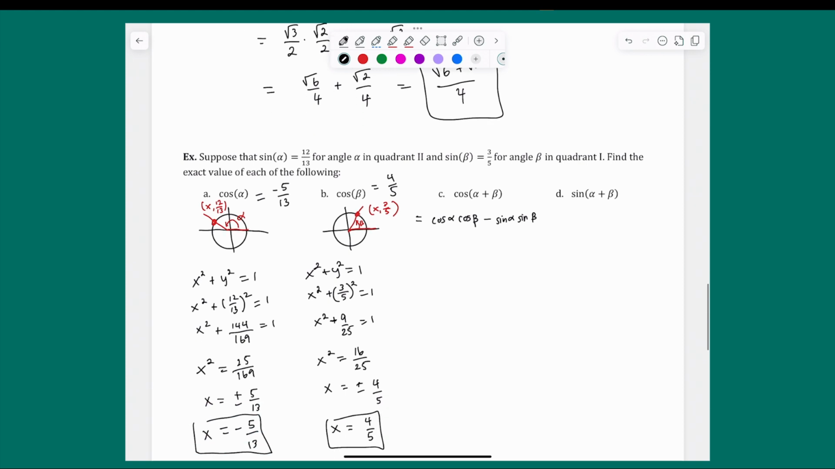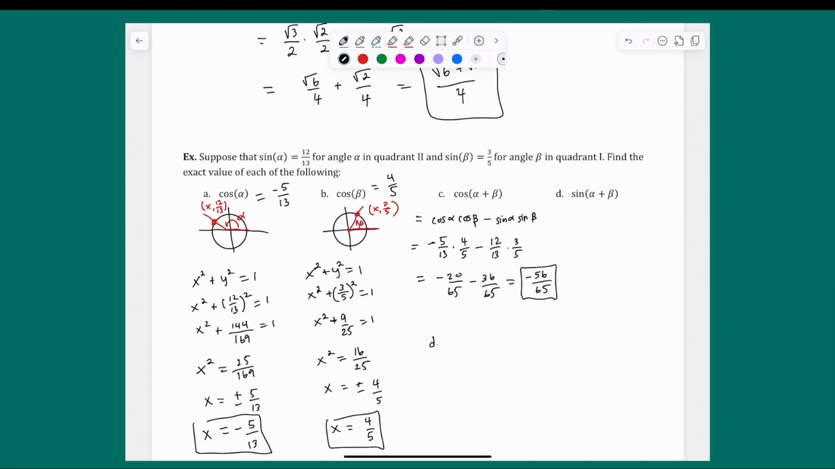All right, so, well, we just found that cosine of alpha was negative 5 over 13. And cosine of beta we found to be 4 over 5. And we know sine of alpha from the given information was 12 over 13. And sine of beta was 3 over 5. So we have negative 20 over 65 minus 36 over 65, which gives us a negative 56 over 65. And so cosine of alpha plus beta is negative 56 over 65.